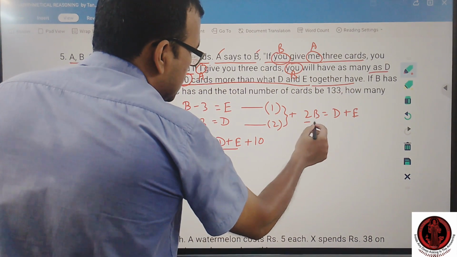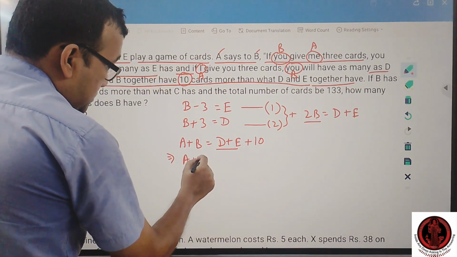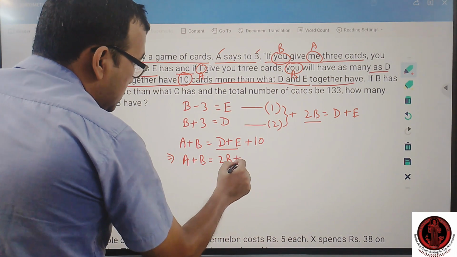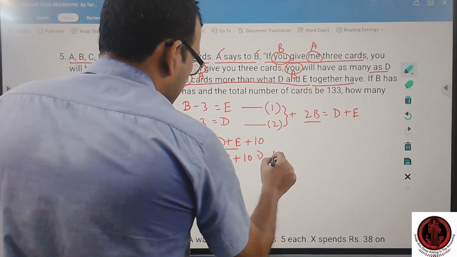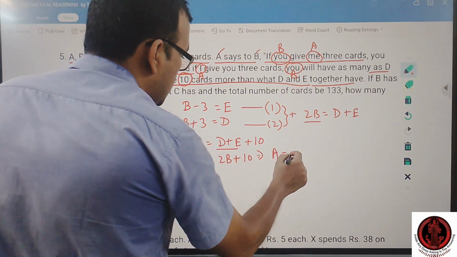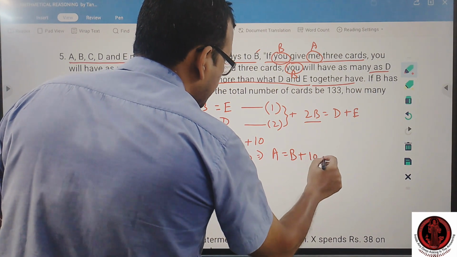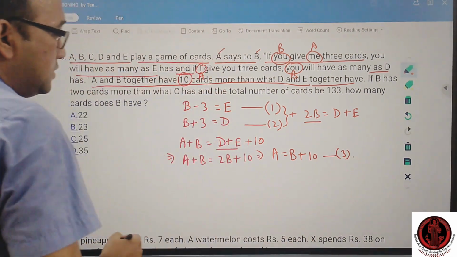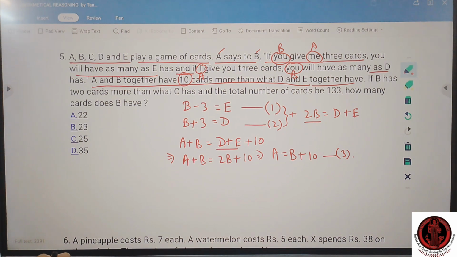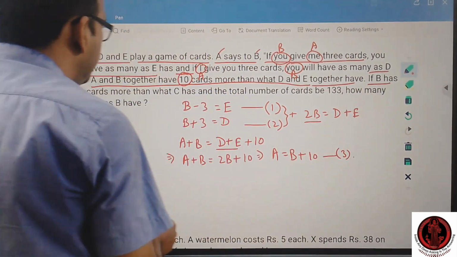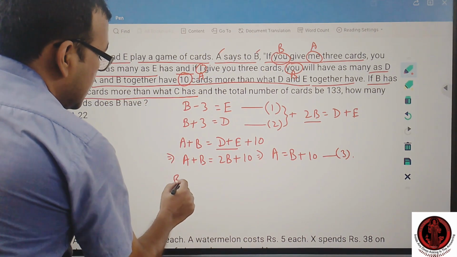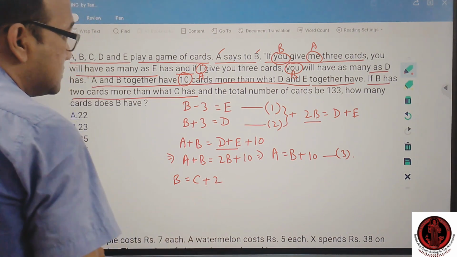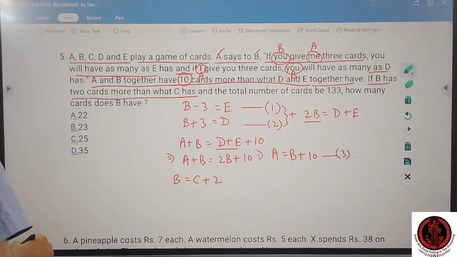Now D plus E is how much? That is 2B. So A plus B equals 2B plus 10. So A equals how much? 2B minus B, means B plus 10. So A equals B plus 10, right? Then B has 2 cards more than what C has. So B equals C plus 2.